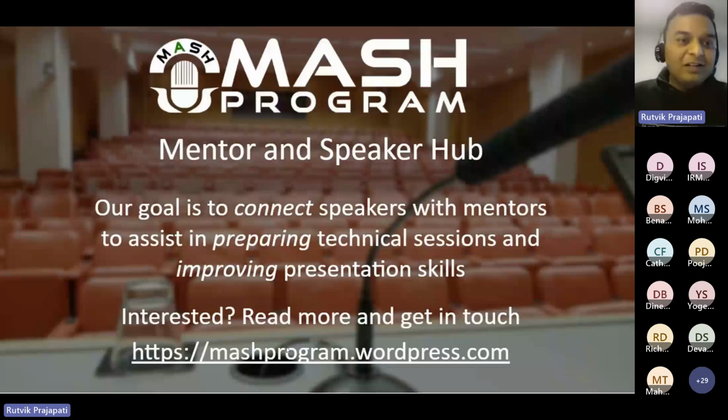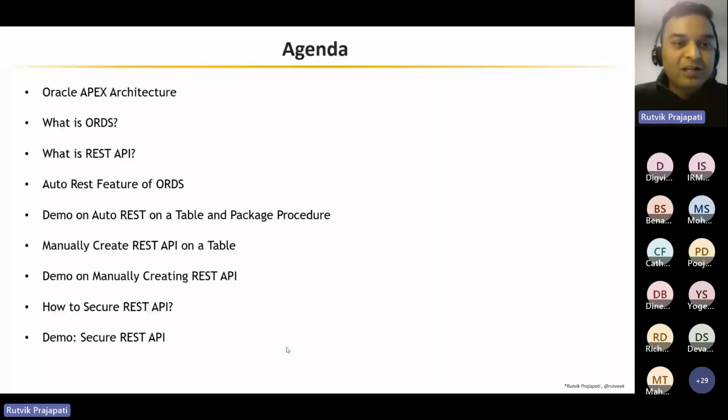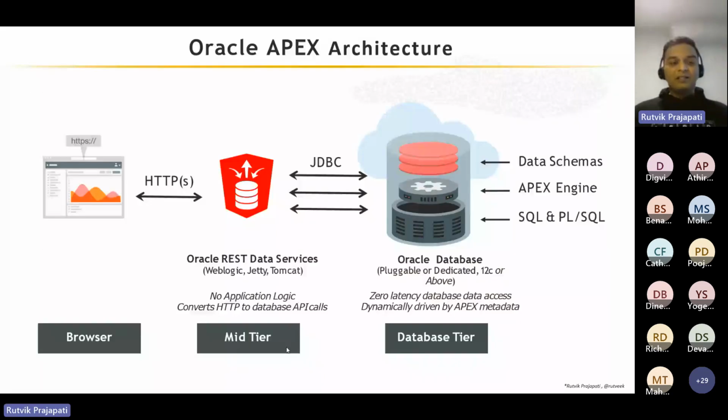All right, so today's agenda, we have a lot to cover. We are going to start with Apex architecture, and then what is ORDS, what is REST API, and then we will see two different ways to create the REST API. One is the auto REST feature, and the second is manually creating the REST API. And in the last, we are going to cover how to secure the REST API. All right, so let's start with Oracle Apex architecture.